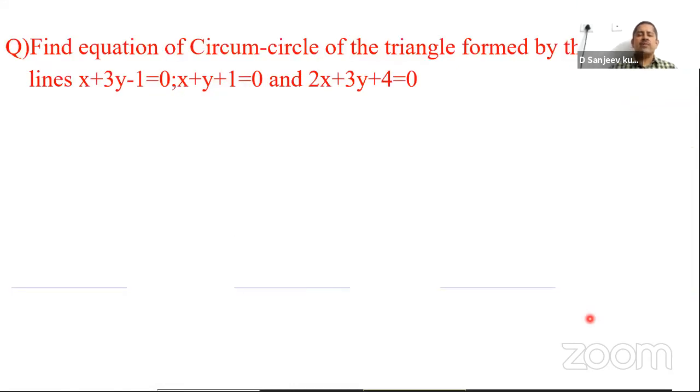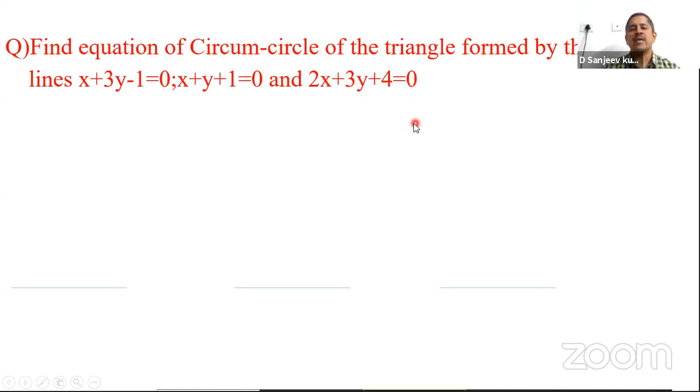So let us take another problem which is similar to this problem here. Find the equation of circumcircle of the triangle formed by the straight lines. What are the straight lines given here? x plus 3y minus 1 is equal to 0. x plus y plus 1 is equal to 0. 2x plus 3y plus 4 is equal to 0.